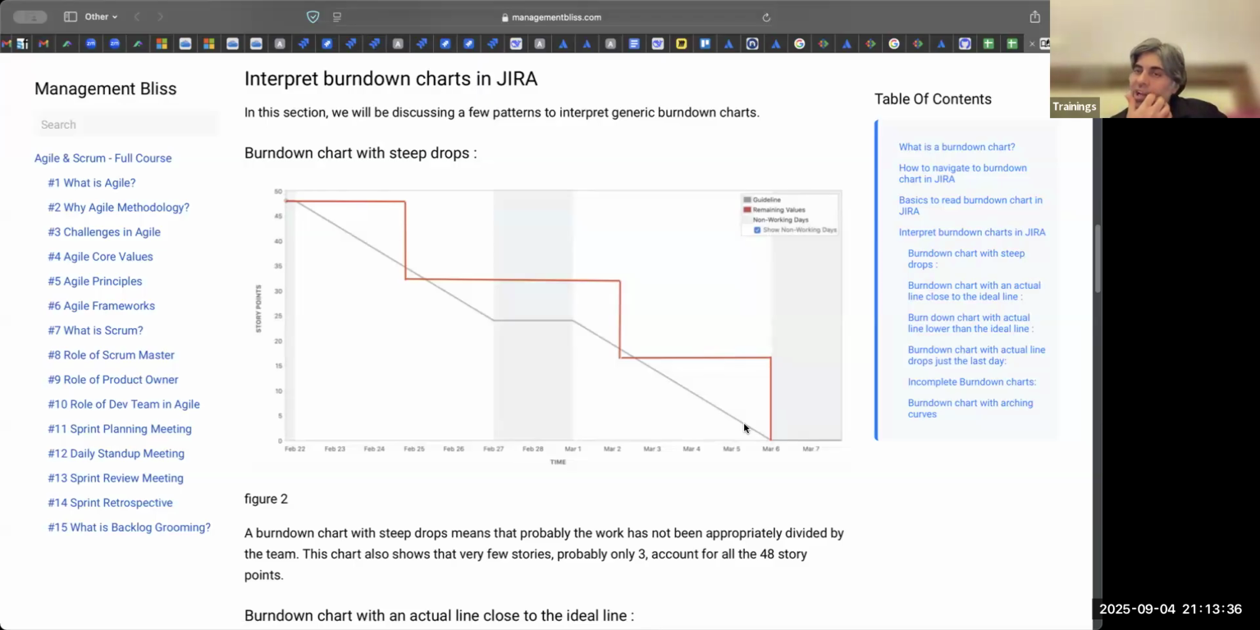One look at this chart, it is very simple. They are doing very large stories. The stories are not small, and probably they have only 3 or 4 stories. One story, second story, third story. And with one look at this, I know, okay, this team is not sizing properly. They are not splitting into small stories. Although they are doing 48 points, the stories are very large.